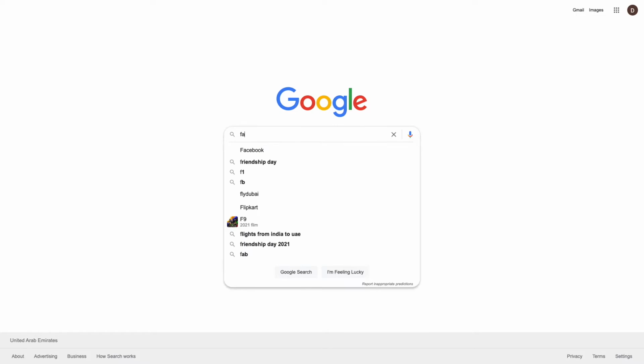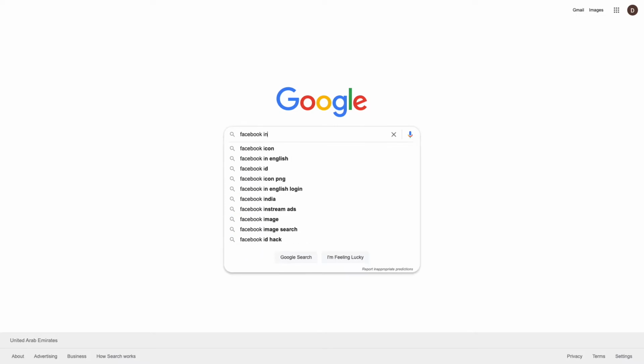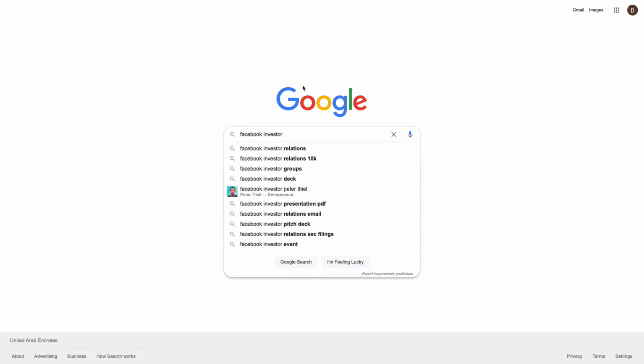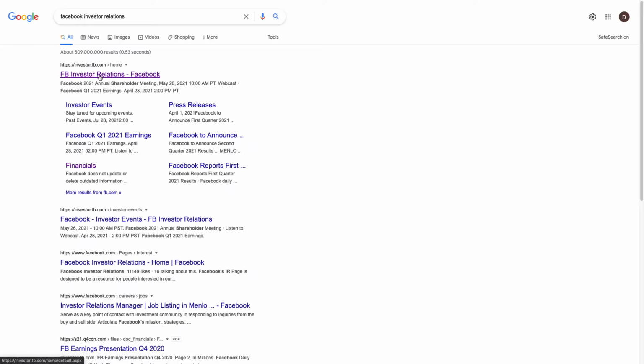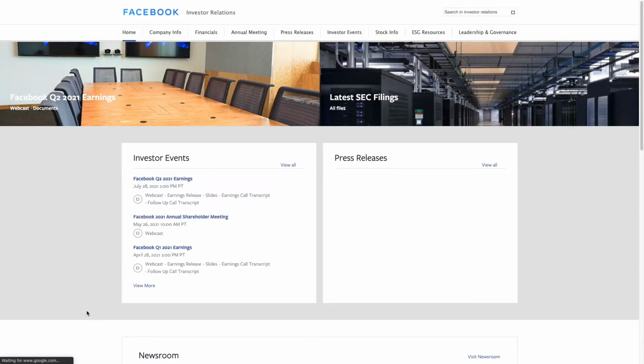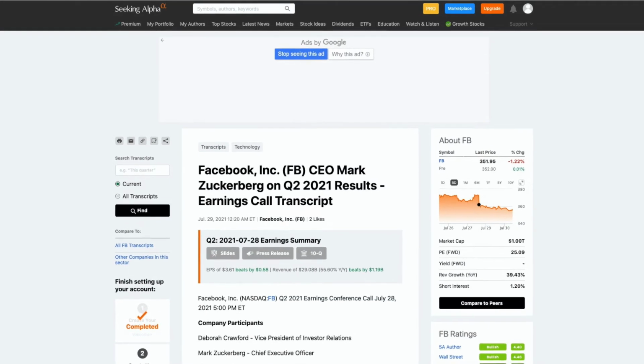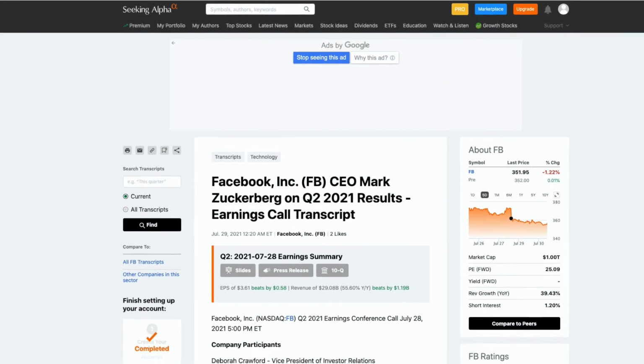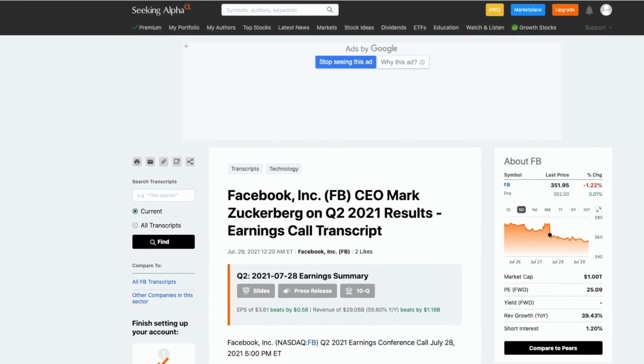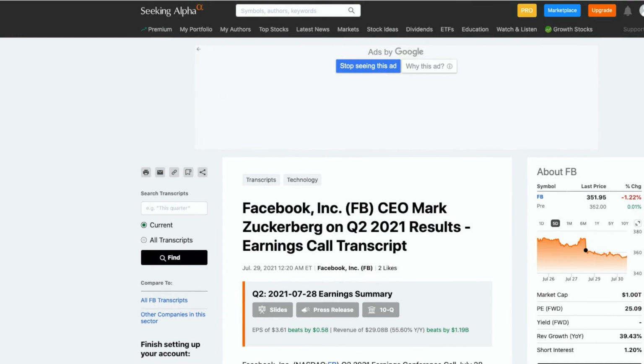Now, the first one is the actual company's investor relations website. You can easily do a quick Google search of the company and then go to investor relations, and that will bring up a lot of the information for you. Other websites I regularly use are Seeking Alpha. I get a lot of information on there, like news articles and things like that, and you can also get the transcripts on there on the free version.